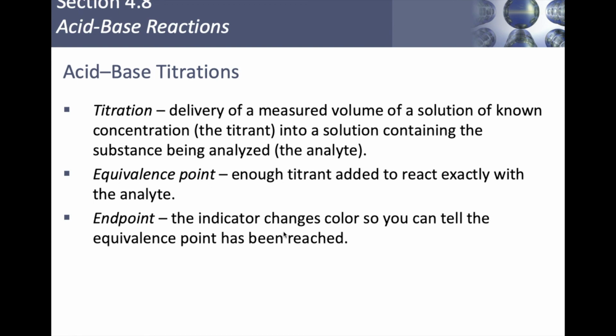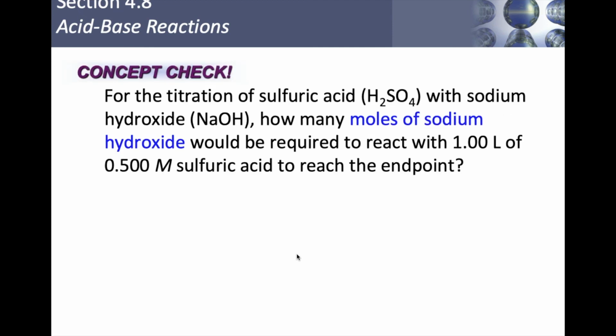So we like to add, like I said, an indicator that changes color. And so the end point is going to be the point at which the indicator changes color, so you can tell that your equivalence point has been reached. But technically, the equivalence point and endpoint are not exactly the same thing. The endpoint is more of a range, since everybody's eyesight is a little bit different, whereas the equivalence point is a mathematically calculated part of your titration.